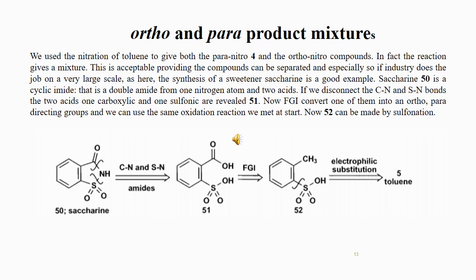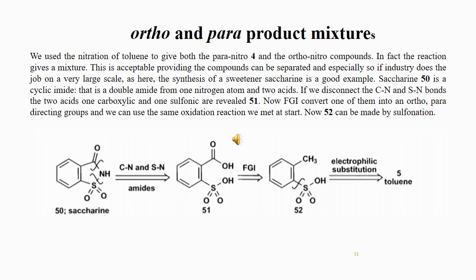Saccharine, compound 50, is a cyclic imide, a double amide from one nitrogen atom and two acids. There is one nitrogen atom and there are two acids making bonds with that nitrogen. If we disconnect the C to N bond and the S to N bond, the two acids, one carboxylic acid and one sulfonic acid, are revealed, structure 51. Now FGI converts one of them into an ortho-para directing group, and we can use the same oxidation reaction we met at the start.